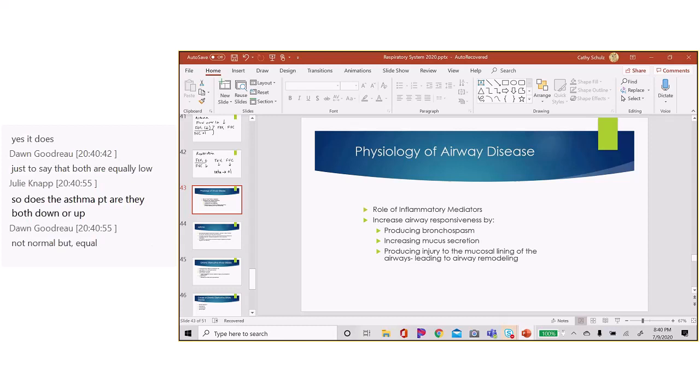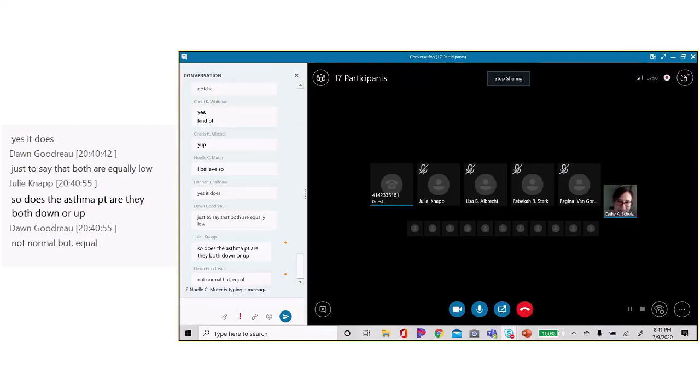If I have airway disease, that means yes, not normal, but equal. That's the difference. If I just looked at the ratio, I wouldn't be able to tell, but if I looked at the actual numbers, the actual volumes, I would see they're lower to begin with.